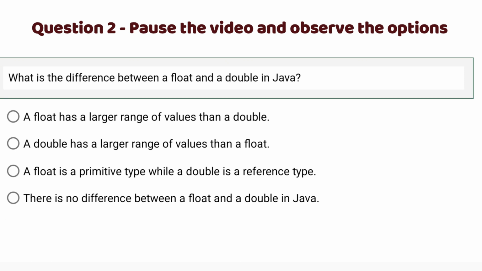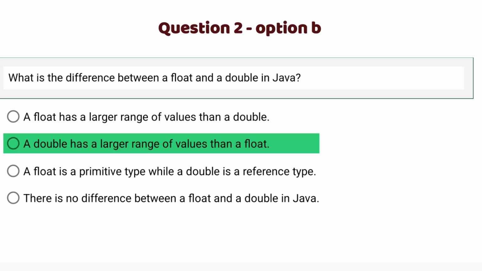Next question. What is the difference between a float and a double in Java? Please pause the video and observe the options. The correct option is option number B. A double has a larger range of values than a float.